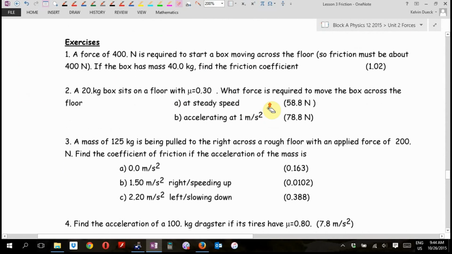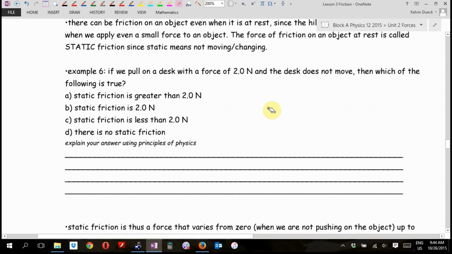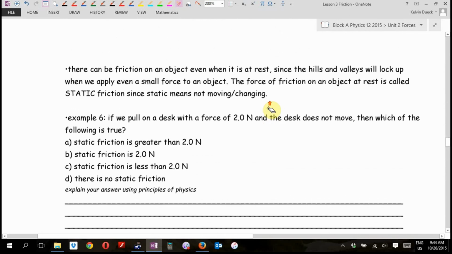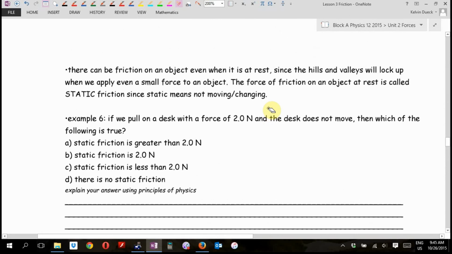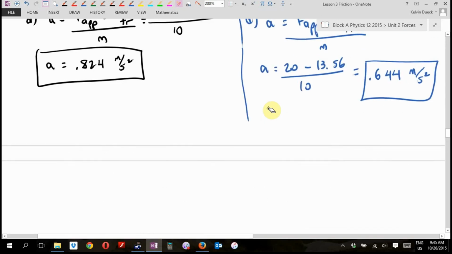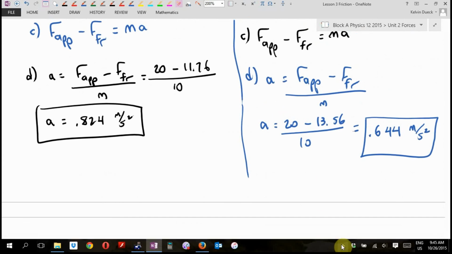Turn the page. But then what happens when mu is equal to more than 1? It means if you were trying to move it, you would have to apply a very big applied force to overcome friction. Okay? And there's two issues here. First of all, friction is only as big as it needs to be. Let me give you an example. I'm going to make up a number. Let's suppose friction between this table and this floor is 30 newtons. That's the biggest it can be.